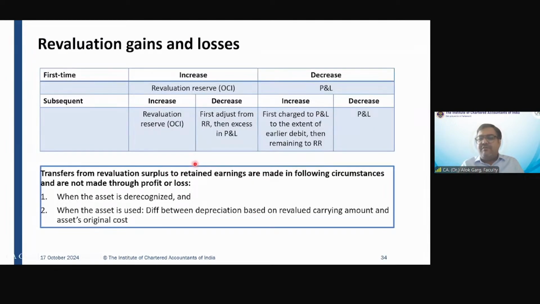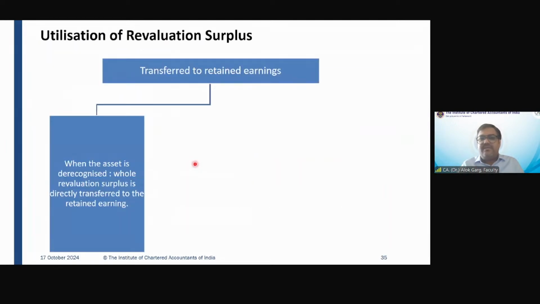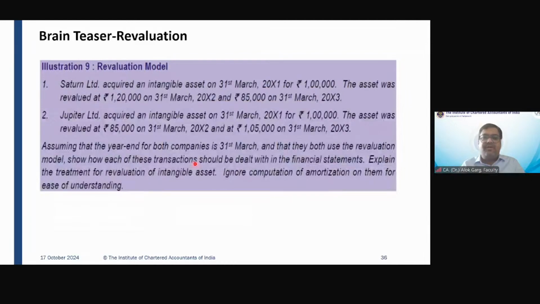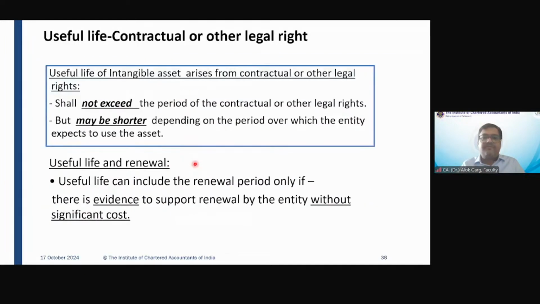This is what we have discussed already, revaluation gains and losses. Utilization of revaluation surplus we have discussed, either during the lifetime or at the end of the life of the asset. So revaluation surplus needs to be debited and retained earnings needs to be credited. This question we have already covered. Friends, now coming to the useful life of the asset. So how to determine the useful life of the intangible asset?